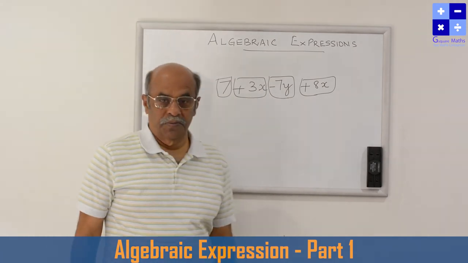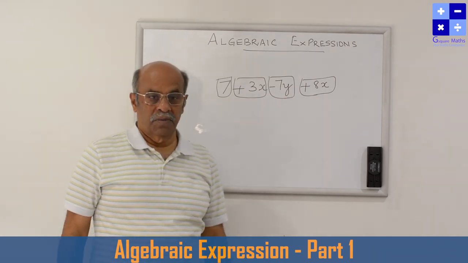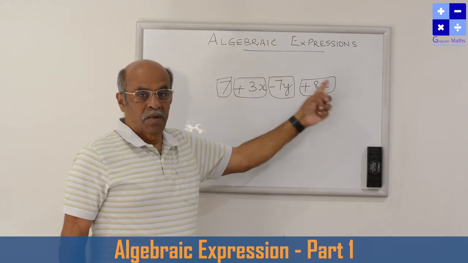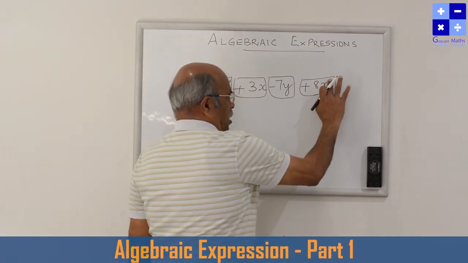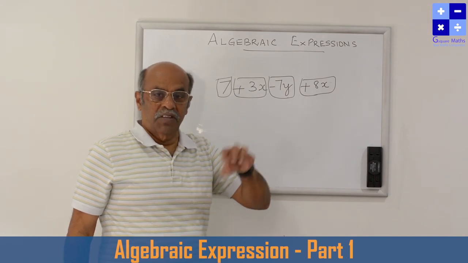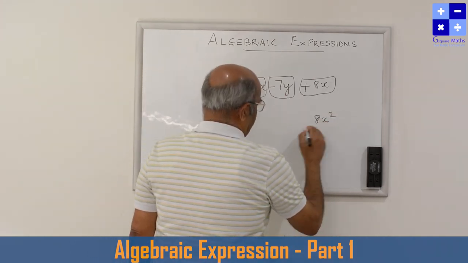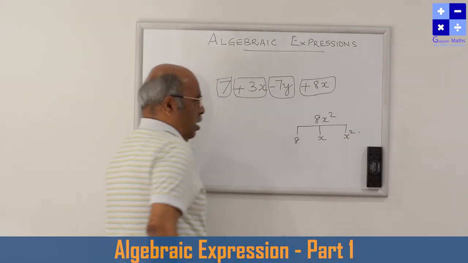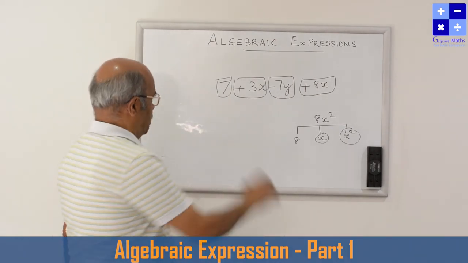If you carefully observe, there is a relation between these terms. For example, take 3x and 8x. The algebraic variable remains the same, with the same power. Power should be same. Suppose if it is x squared, they are not like. Here only x and here also x. Two terms are said to be like if their algebraic factors are the same. See, 8x squared, we are writing the factors as 8, x and x squared. And these algebraic factors should be the same in a particular expression.